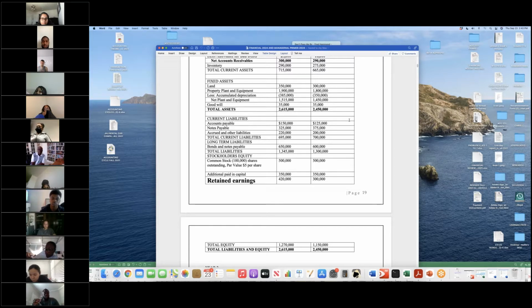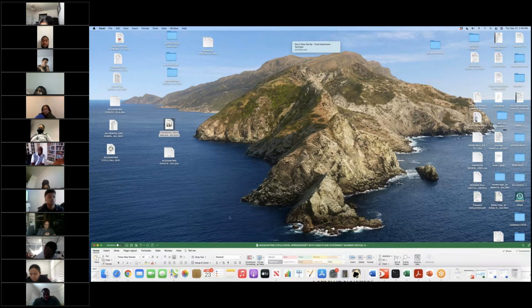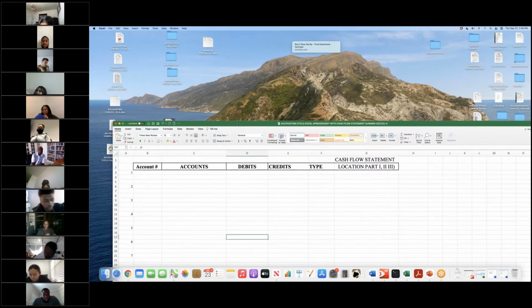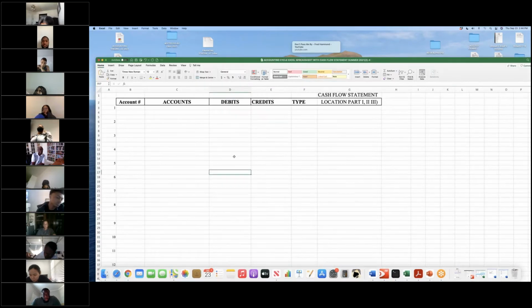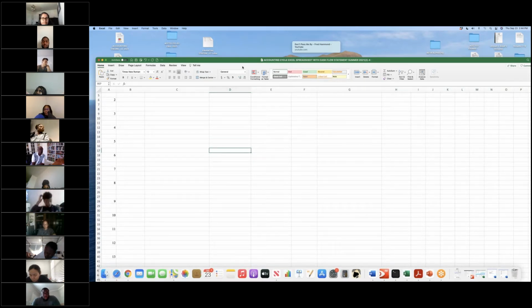So these are the statements that you will be preparing on your midterm exam, these three statements. So let's look at how we will prepare these statements. And this is the statement that you're going to have to use at midterm.